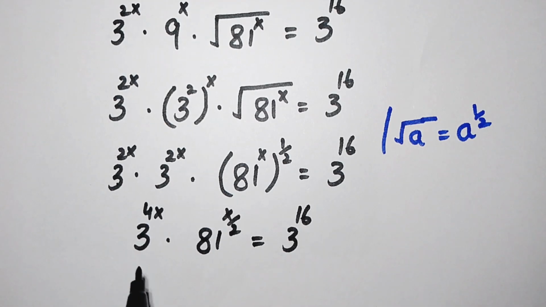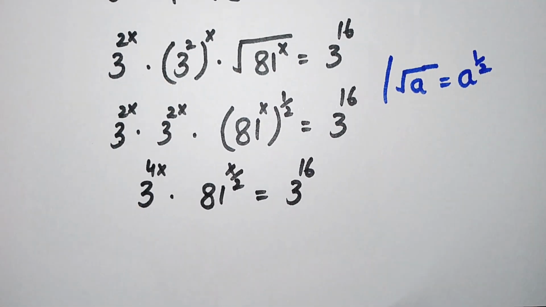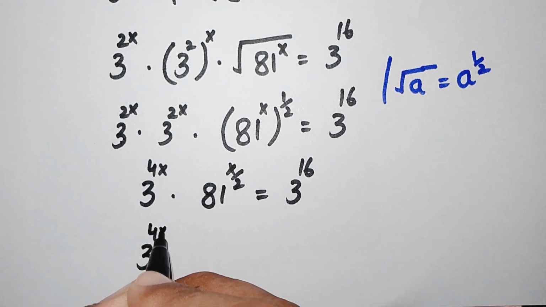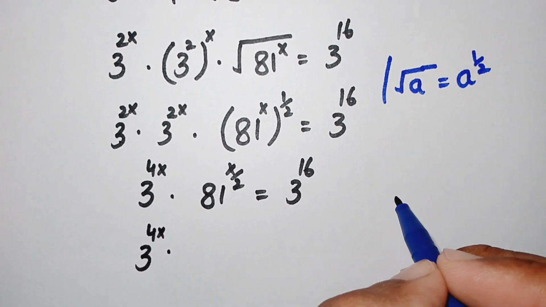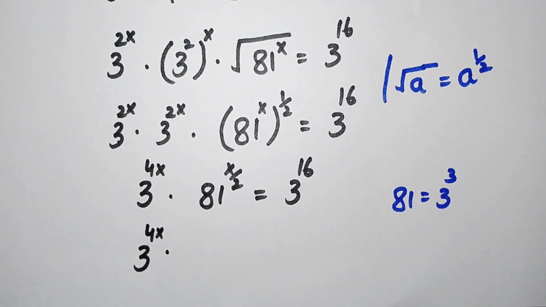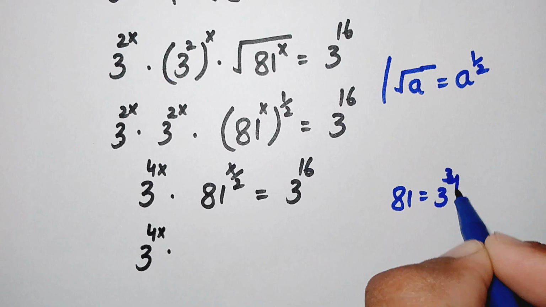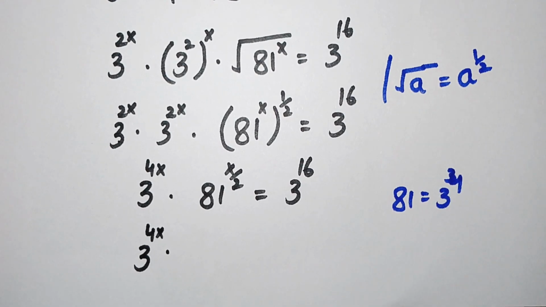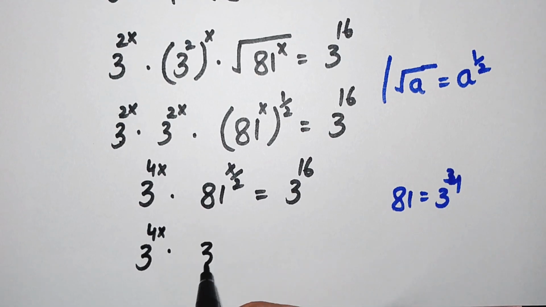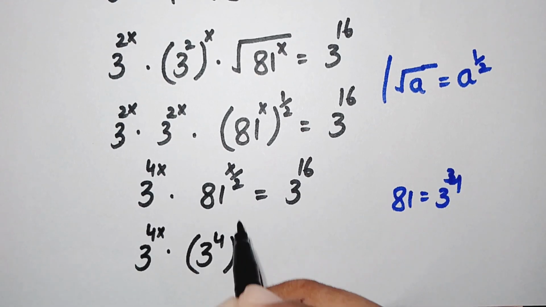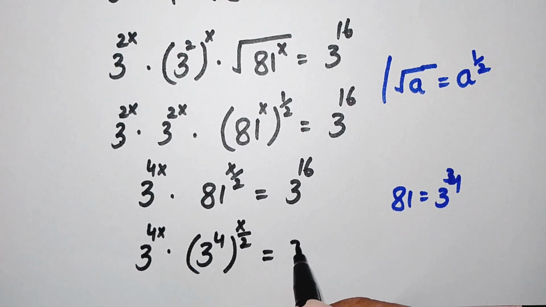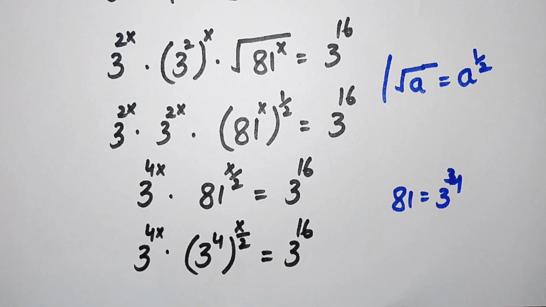Now in the next step, to solve this interesting question, 3 to the power of 4x times, again we know that 81 is equal to 3 to the power of 3. Sorry, this 81 is equal to 3 to the power of 4. 81 is equal to 3 to the power of 4. So we have to replace 81 by 3 to the power of 4. So 3 to the power of 4, to the whole power of x divided by 2, which is equal to 3 to the power of 16.